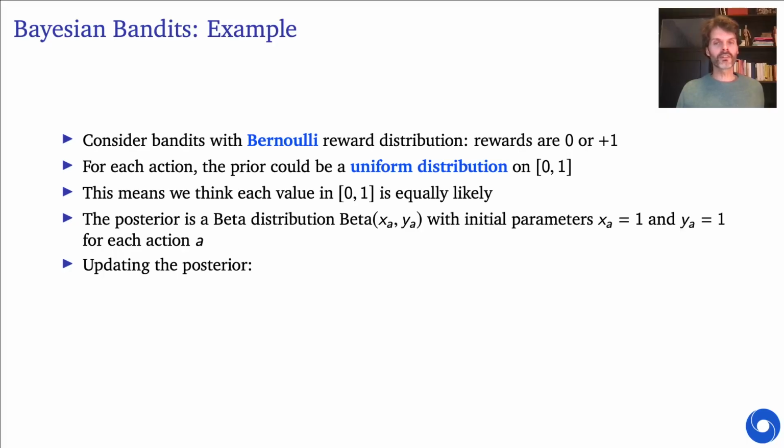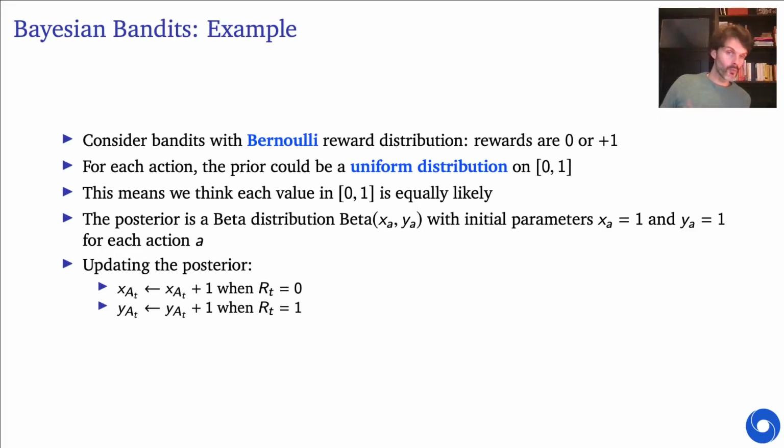And then we can update the posterior for the beta distribution. This is quite simple. Whenever the reward is 0, we update the x parameter by incrementing it with 1. So for the action A_t that we selected at this time step, we just increment x. So this will be the number of times the reward was 0 plus 1 for action A_t. And if the reward happened to be 1, we increment the other number, y. Note that x and y together actually give us the count, the number of times the action was selected, +2, because they start at 1, each of them, before even selecting any of the actions.